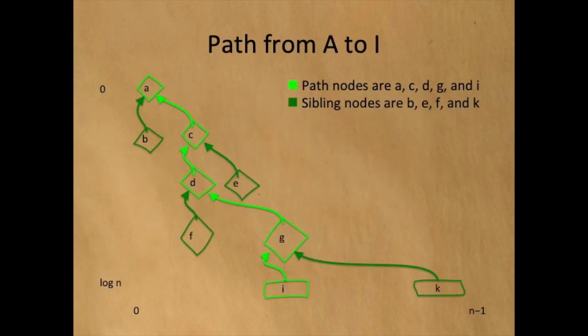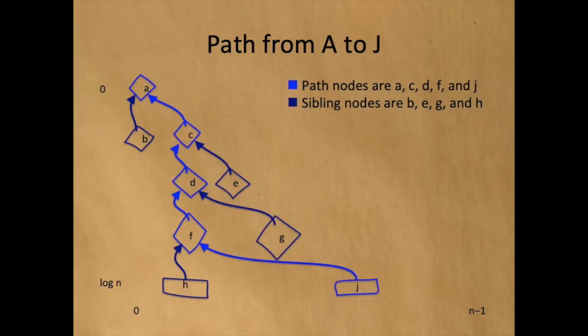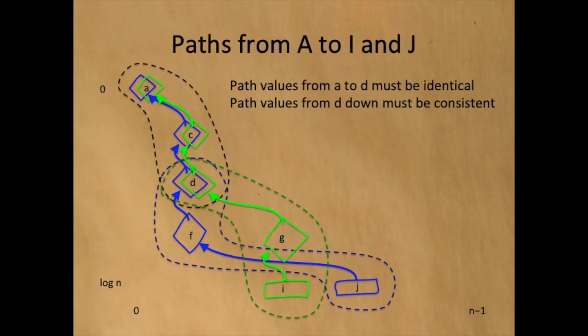The path from node A to node I, as shown in light green, is part of the spine. The path nodes are A, C, D, G, and I. The sibling nodes are B, E, F, and K. The path from node A to node J, as shown in light blue, is part of the spine. The path nodes are A, C, D, F, and J. The sibling nodes are B, E, G, and H.